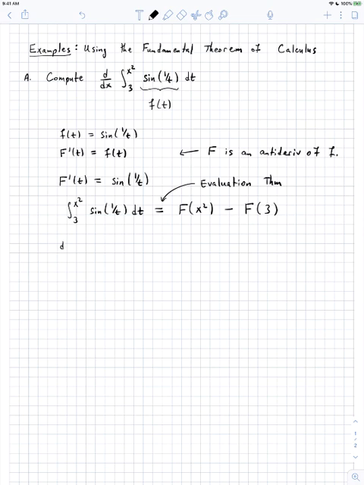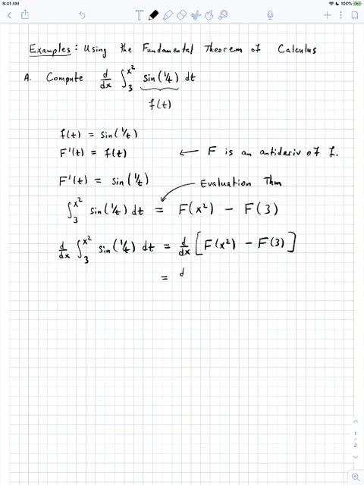So the derivative with respect to x of the integral from 3 to x squared of sine of 1 over t dt is equal to the derivative with respect to x of capital F at x squared minus capital F at 3. And again, we can't actually compute these quantities, but we don't need to. We just need to differentiate them.